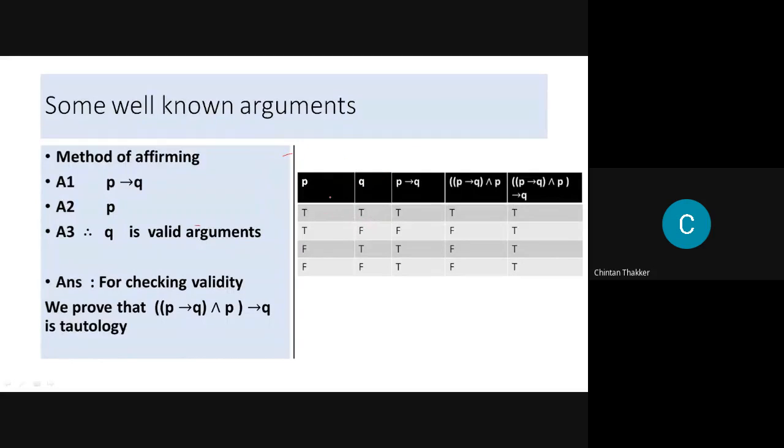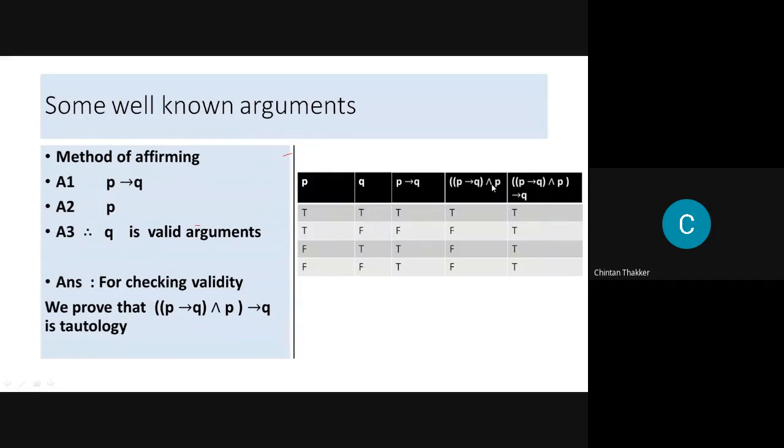So here we see P, Q, P implies Q, then P implies Q and P, and then last we have the statement P implies Q and P implies Q. Now here, for P we take T, T, F, F, and for Q we take T, F, T, F. P implies Q is false only if P is T and Q is F. So here we have F, and the remaining three are true.